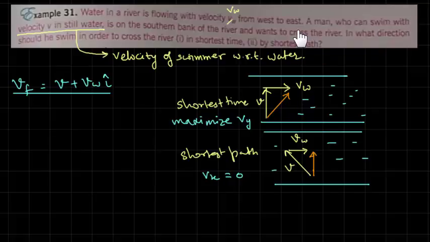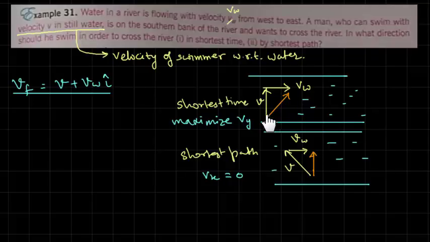So we have to do the vector sum of two vectors whose magnitude is constant, and in case of the river even the direction is constant. So this is the direction of the water, which is Vw, it is constant. Only variable here is in which direction he should try to swim, that is velocity v.